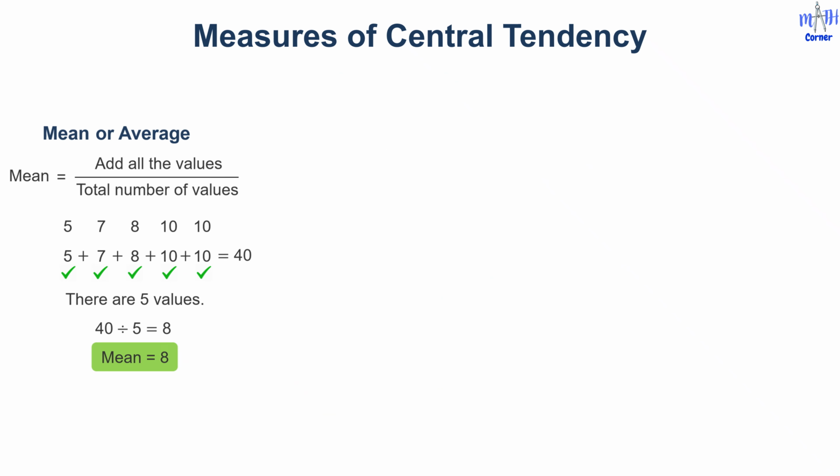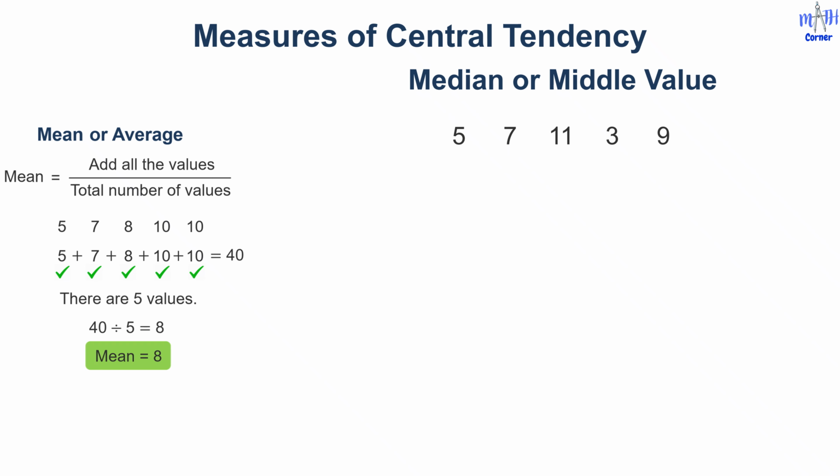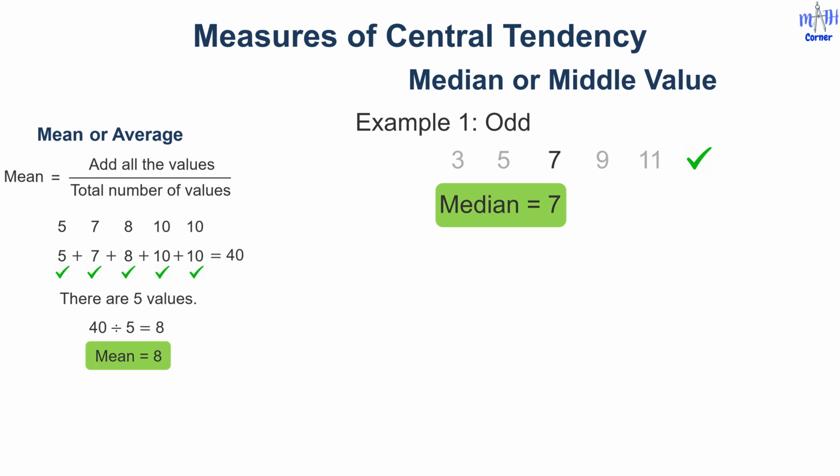Next, let's find the median, the middle value. The median is the middle number when data is arranged in order. Take note, the data must first be arranged from least to greatest. Example 1. Odd number of values. Find the median of 3, 5, 7, 9, 11. Step 1. Already in order. Step 2. Find the middle. Middle value is 7. Final answer, median equals 7.